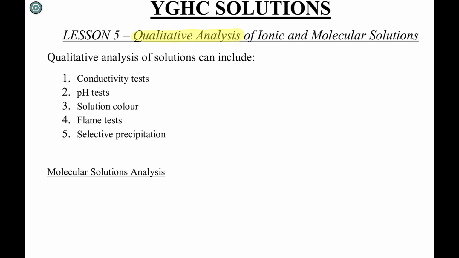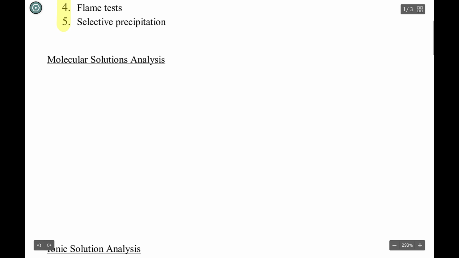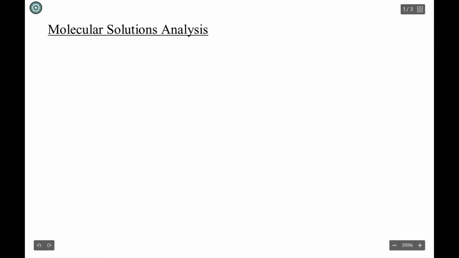So we're going to look at these 5 things, which I kind of just mentioned: conductivity tests, pH tests, solution color, flame tests, and selective precipitation. Selective precipitation is going to take the most amount of time, but we're going to work through all of these one at a time. I like to start with molecular solutions in terms of their qualitative analysis because there's a lot less to talk about here. So first of all, the biggest way that you can figure out whether you have a molecular solution or not is based on its conductivity test.